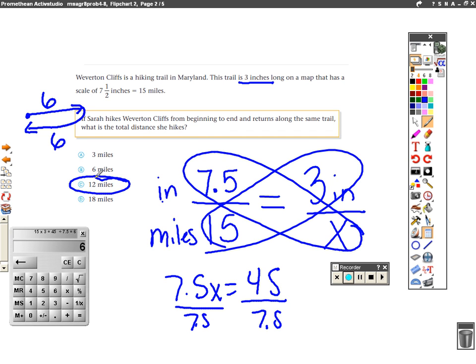You have to be careful in this, because when I found the distance it was 6, but they wanted her to go beginning to end and then return on the trail. So you have to do 6 and then 6 again. So you have to read the problems very carefully.